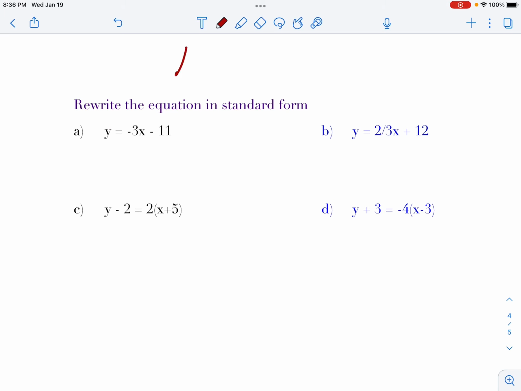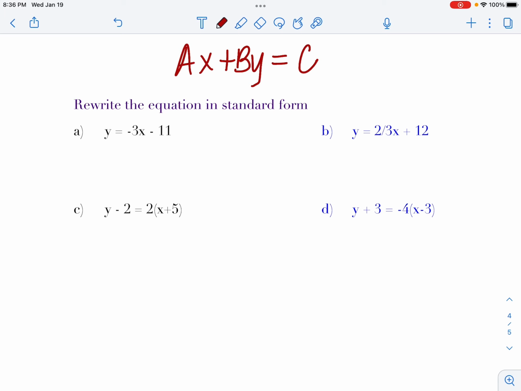We can recall that standard form follows the pattern of ax plus by equals c. Or in simpler terms, our variable terms are on the left side of the equal sign and our number is on the right. So if I would need to rewrite these equations in standard form, I simply need to use inverse operations so that my x and y terms are on the left side of the equal sign and my number is on the right.